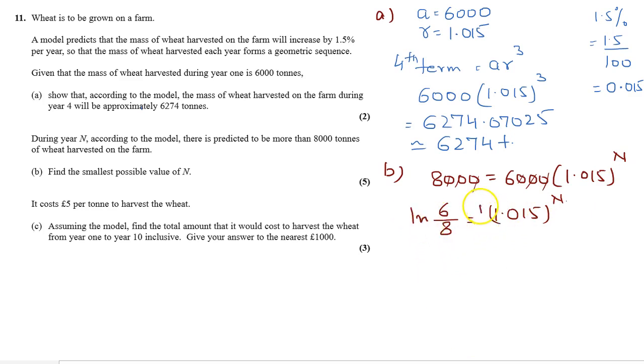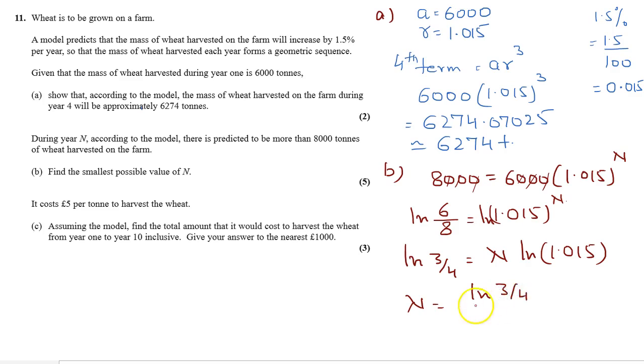Let's take log of both sides. Six over eight can be written as 3 over 4, which is equal to N ln 1.015. So N will be ln 3 over 4 divided by ln 1.015, and that is 20.3. So that is 21. The smallest possible value is 21.